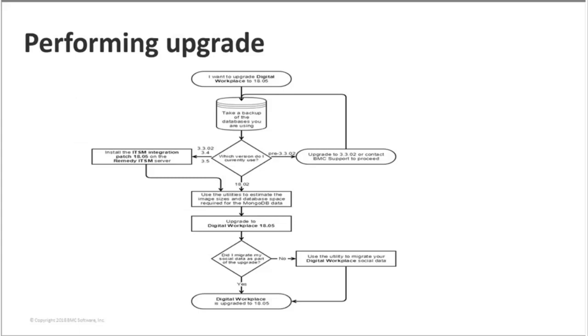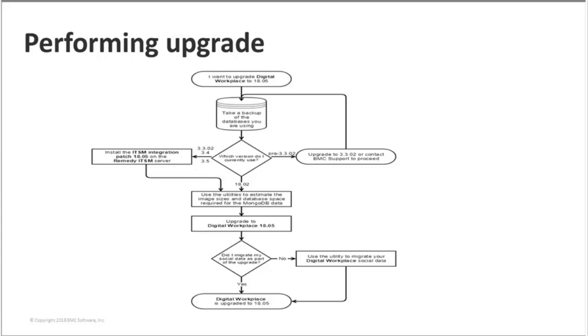So now let's talk about how do you perform the upgrade. So these are the steps. We'll go through the flow chart. I'll spend a good amount of time on this flow chart because it's important. Everyone should understand the steps here. Let's say I want to upgrade my digital workplace to 1805.